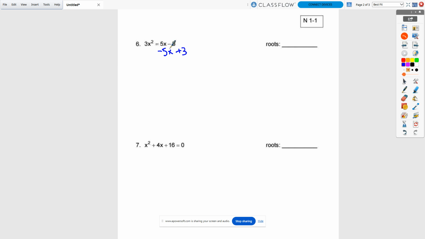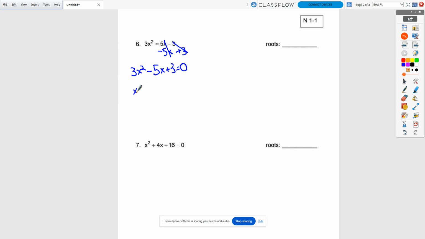So when I do that, those cancel out, and I end up with 3x squared over here. And again, I'm subtracting that 5x from that side as well. So 3x squared minus 5x plus 3, and that's going to equal 0. Okay, so now I've got values that I can put into that quadratic. So my a value would be 3, negative 5 for b, and positive 3 for c.